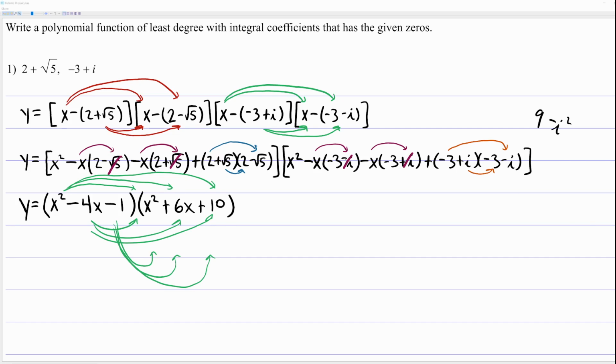So anyway, the key here was using the conjugate pairs theorem and being very careful when you multiply, at least at the first couple of steps before we get down to this relatively simple problem. So that's how you construct this polynomial. Hope it helped.